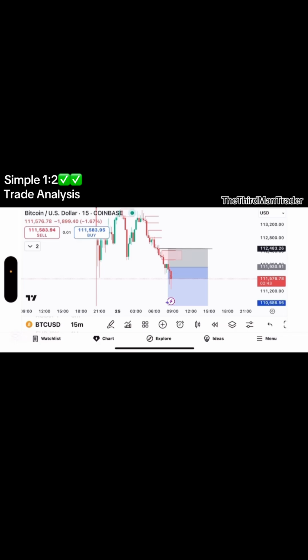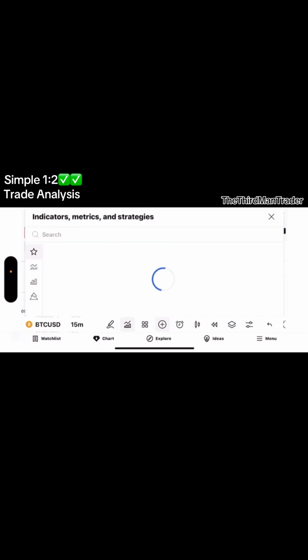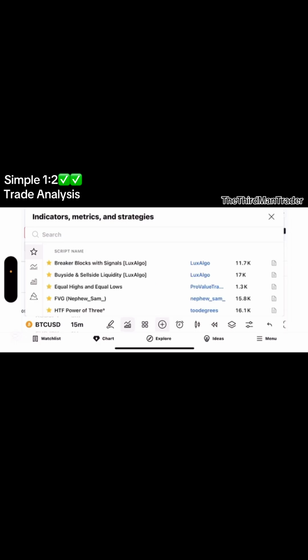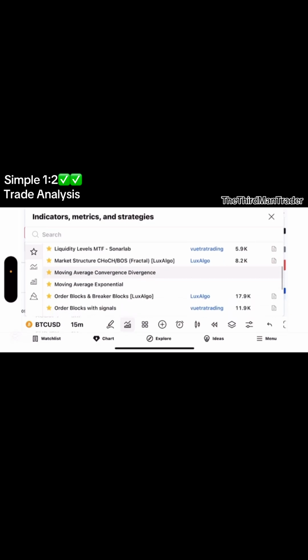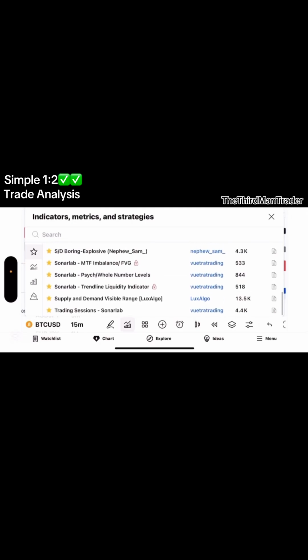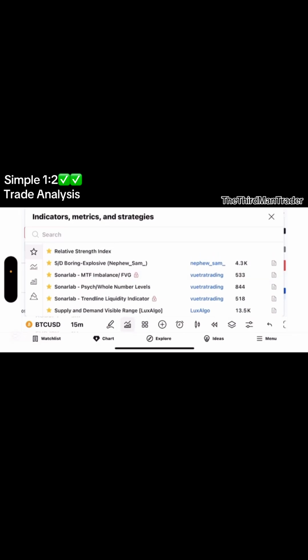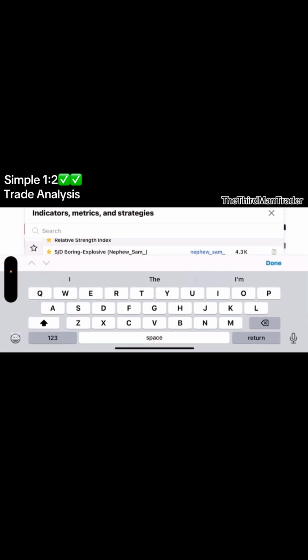Now I promised to give you an indicator that would help in your trading game. On your TradingView, go over to this plus sign. I think the indicators will come out. Now, I have a bunch of indicators right here. I only have room for 2 on my TradingView because this is not the paid version. So the indicator I want to give you that's going to be very helpful, you search for SD Boring Explosive. SD Boring Explosive. It's right here.